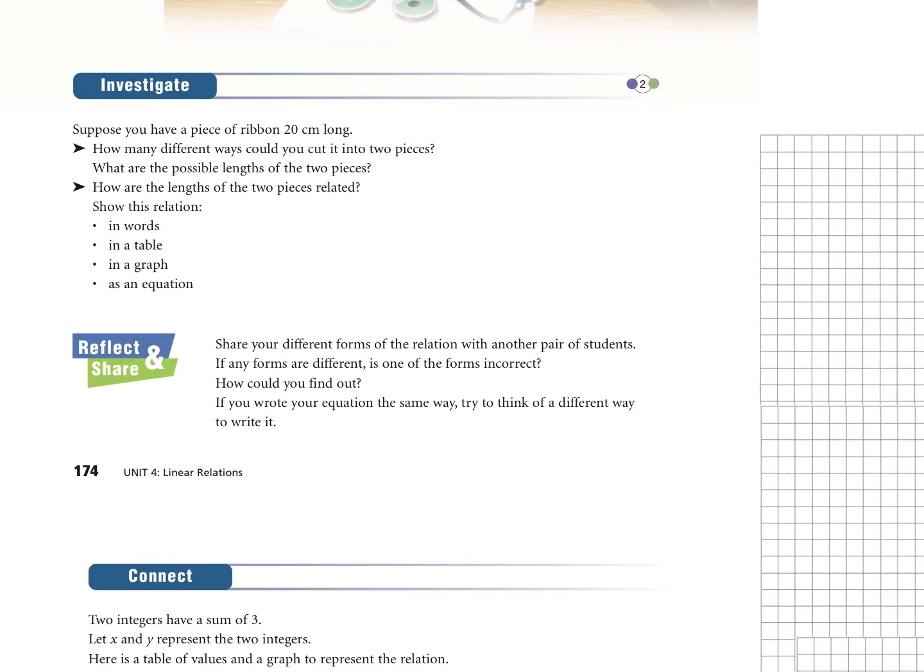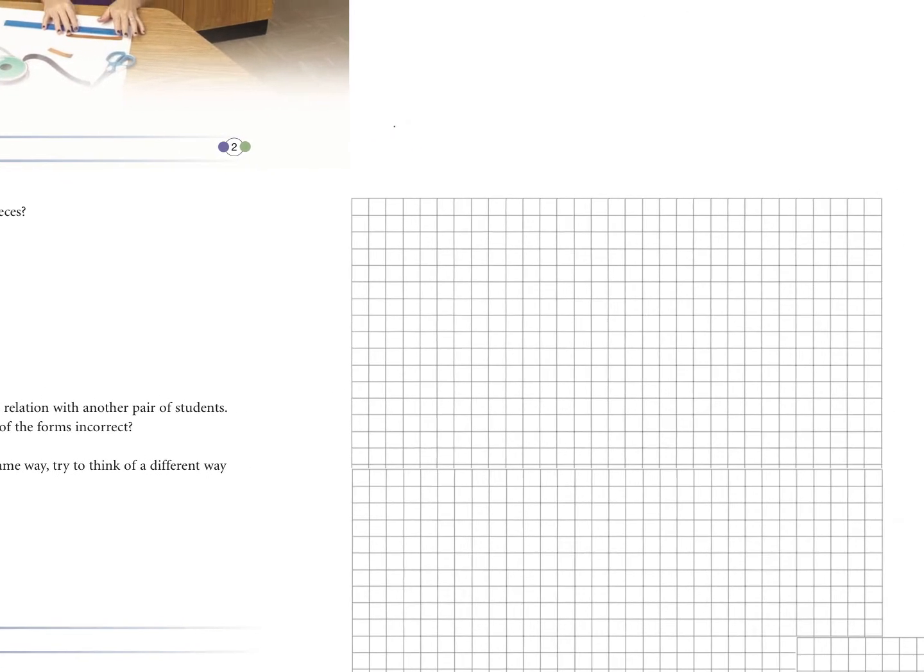we're given this scenario. Suppose you have a piece of ribbon that is 20 centimeters long. How many different ways could you cut it into two pieces? What are the possible lengths of the two pieces? How are the lengths of the two pieces related? And they want us to show this relation in words, in a table, in a graph, and as an equation. Okay, so first things first, let's try to visualize a 20 centimeter strip of ribbon.